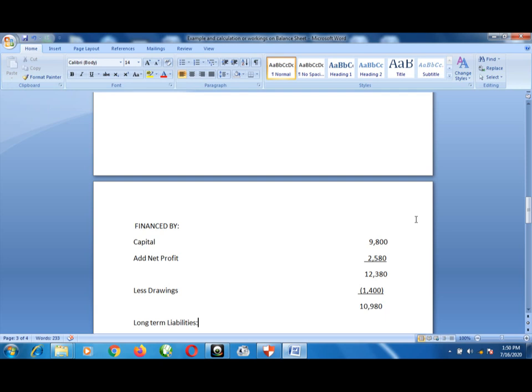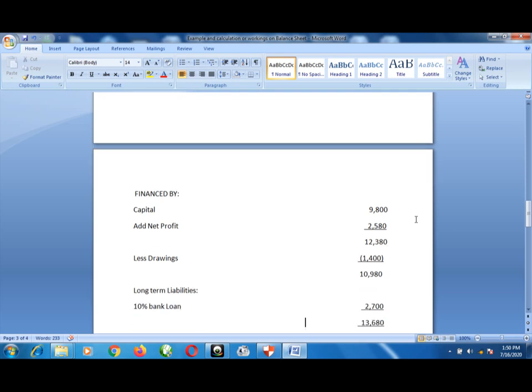10,980 naira. Move on to long-term liabilities now. All the items given in this question have to be touched and treated. Under long-term liability, we are given only bank loan. There's nothing like debenture, there's nothing like accrued, there's nothing like a bank overdraft. But we are given bank loan.